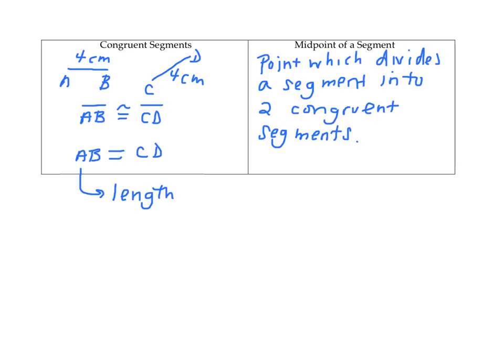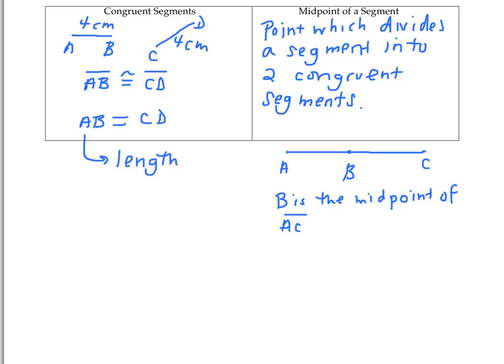The midpoint of a segment is the point which divides a segment into two congruent segments. If we are given this line segment AC, and we were told that B is the midpoint of AC, then we can conclude that line segment AB is congruent to line segment BC, or we could also say that the length of line segment AB is equal to the length of line segment BC.